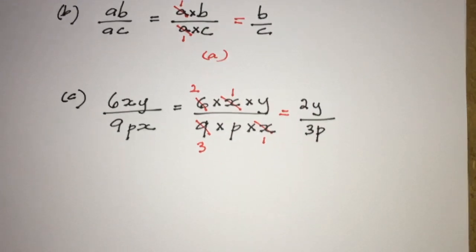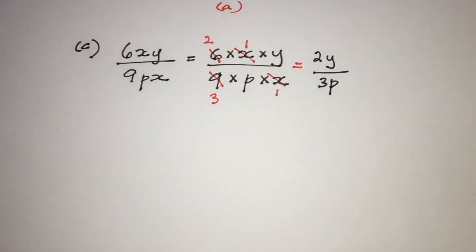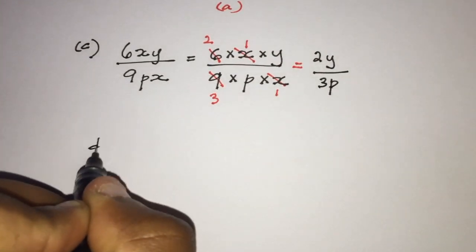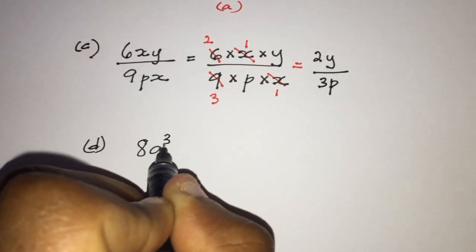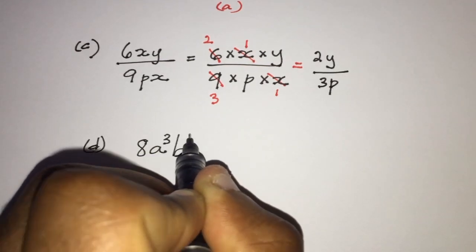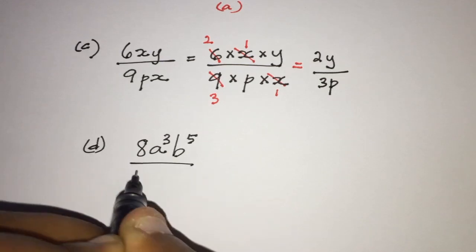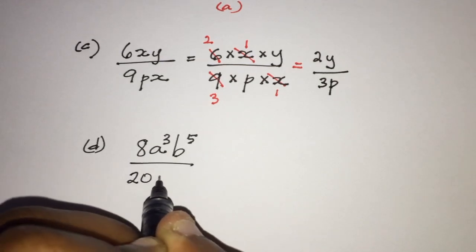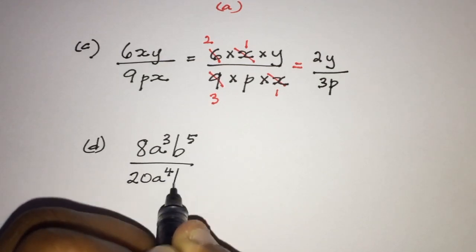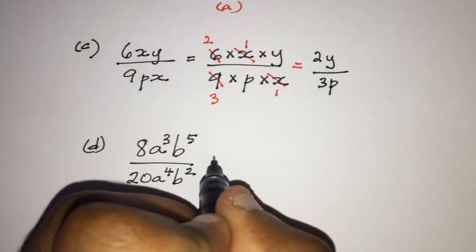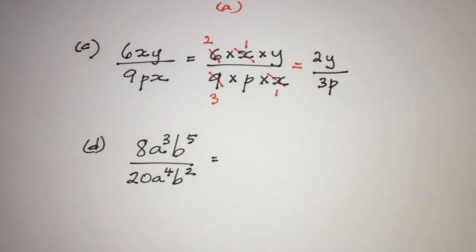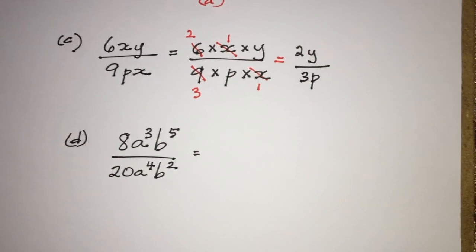Let's do one last example. We have 8a to the 3rd power, b to the 5th power, all over 20a to the fourth power b squared. So we're going to spread this all out. It looks complicated, but just follow the steps.